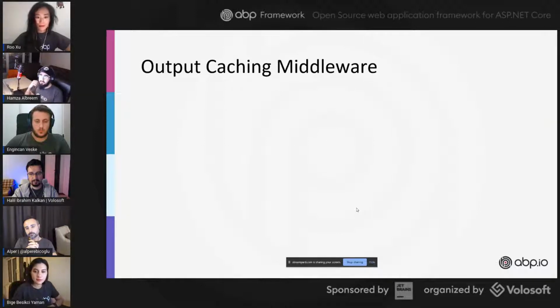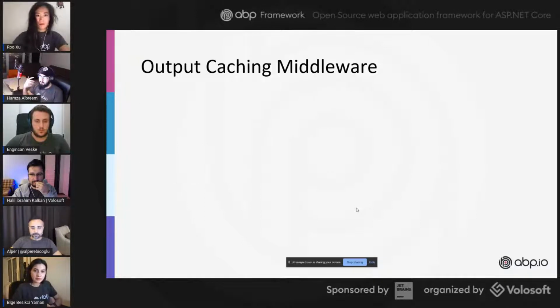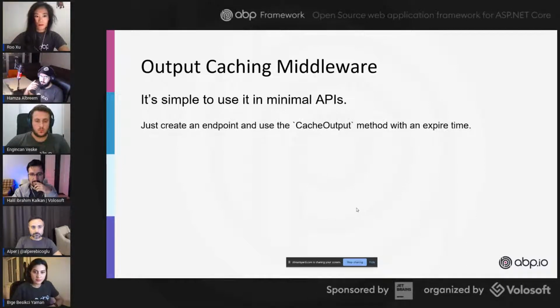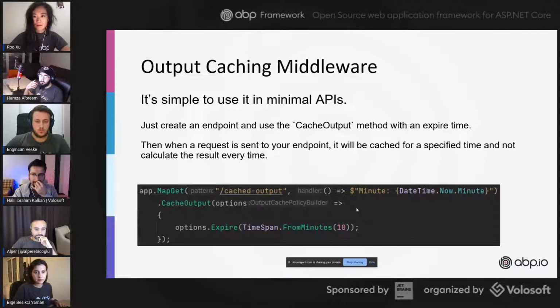Next up, we have the output caching middleware. This is the second feature that we have. The output caching is a new middleware that helps you store results from your web app and then serve them from a cache rather than computing them every time, again and again. This improves the performance and frees up resources for other activities, I think you can already tell. It's pretty straightforward to use with minimal APIs. You just need to create an endpoint and use the cache output method with an expire time. Then when someone sends a request to your endpoint, it will be cached for a specific time and not calculate the result all over again.